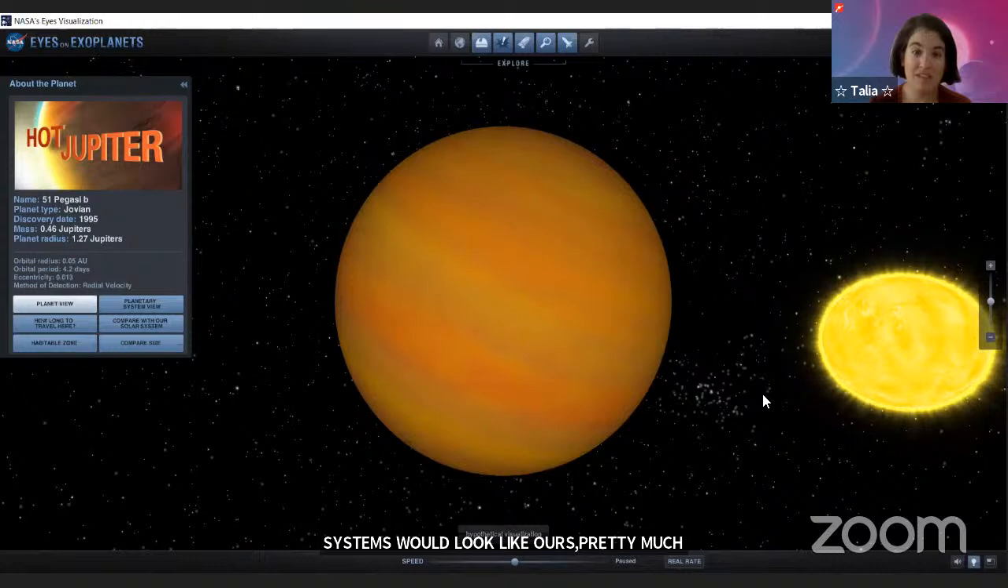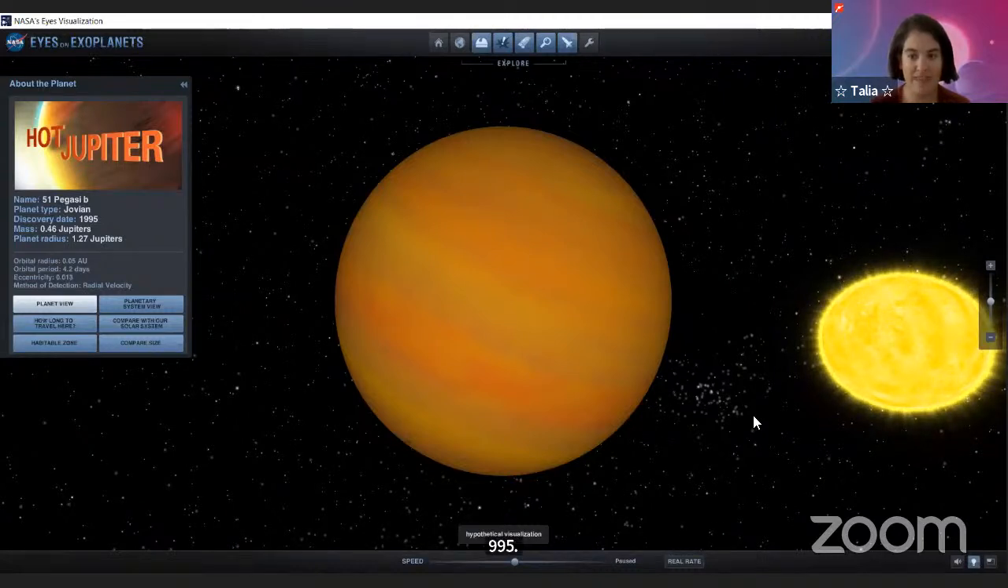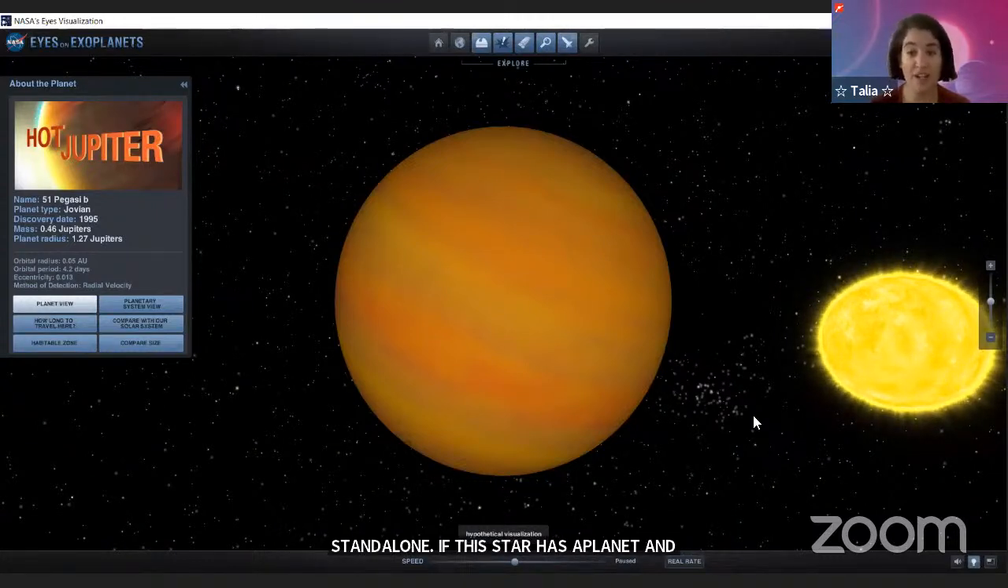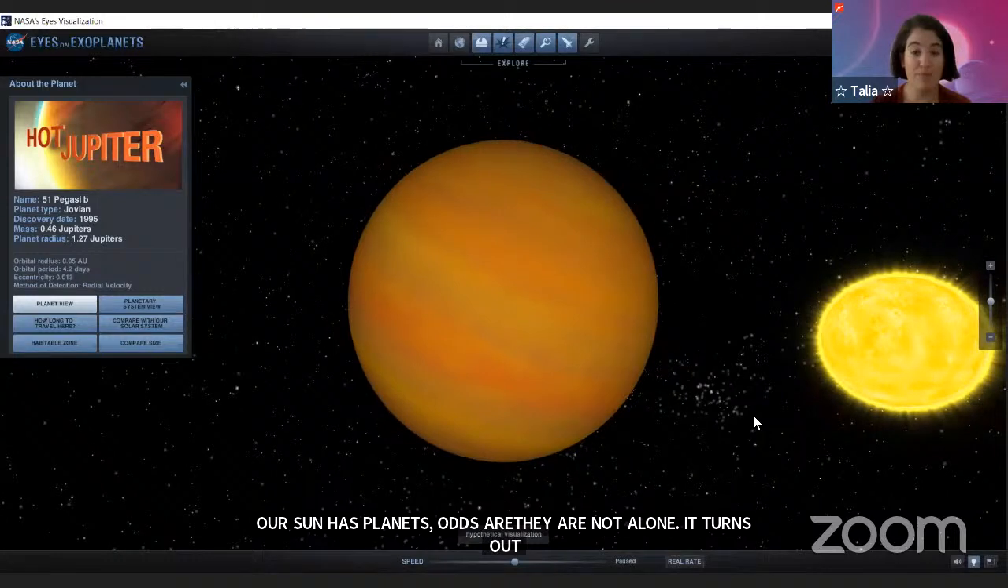And this was our first indication that, okay, there are other stars out there that have planets. That pulsar was not a standalone. And if this star has a planet and our sun has planets, odds are they're not alone. And of course, we've turned out to be right. It turns out planets are very, very common out there. We think they are just as common in space as stars are, and that lots of stars have planets.